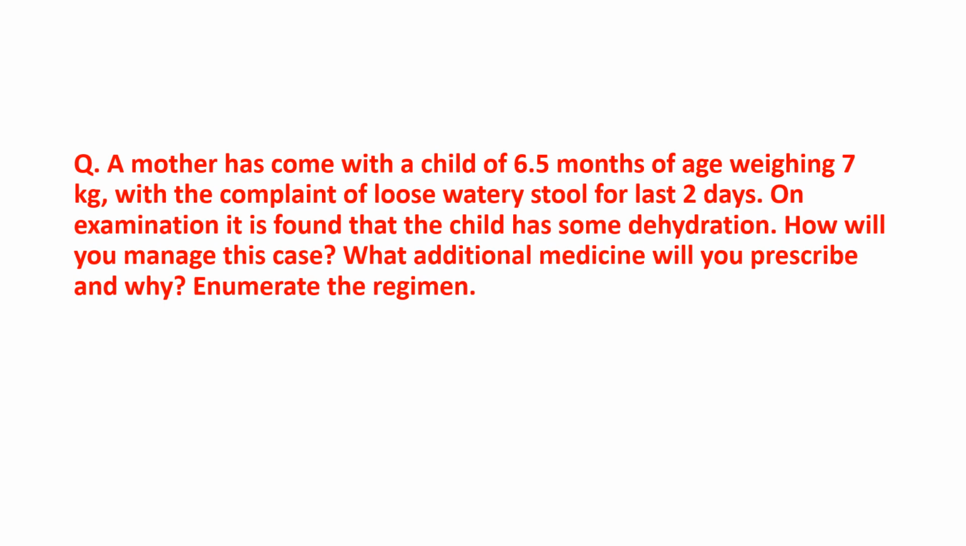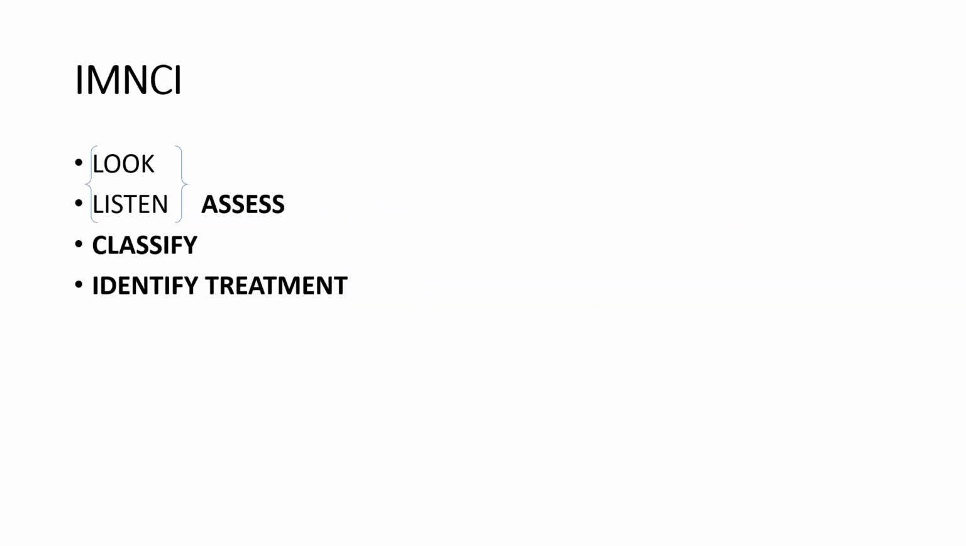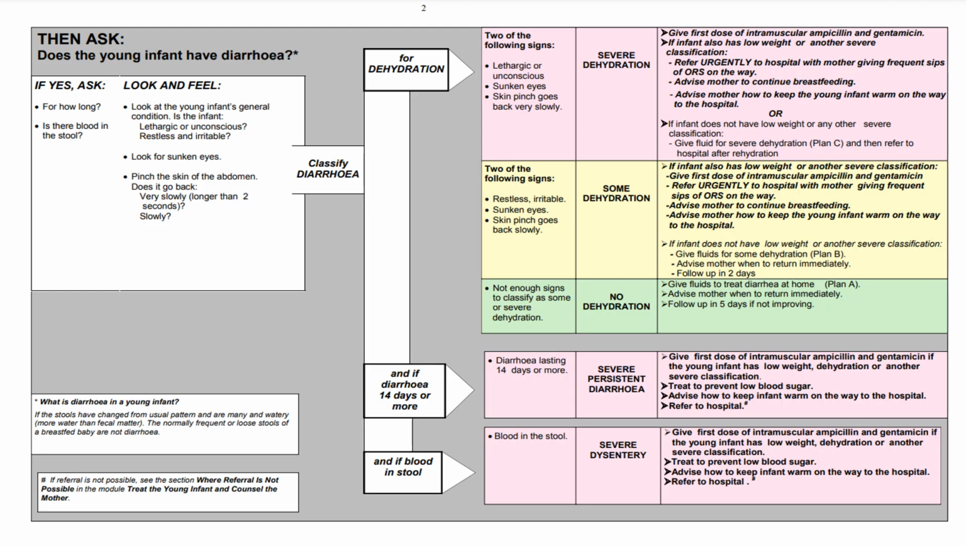And enumerate the regimen. Well, always remember in IMNCI, the basic thing that you have to know is we assess. Based on our assessment, we classify. Based on our classification, we identify the treatment modality. So basically, we act: A for assess, C for classify, and T for treatment. In assess, what do we do? We look and we listen. So what do we ask?